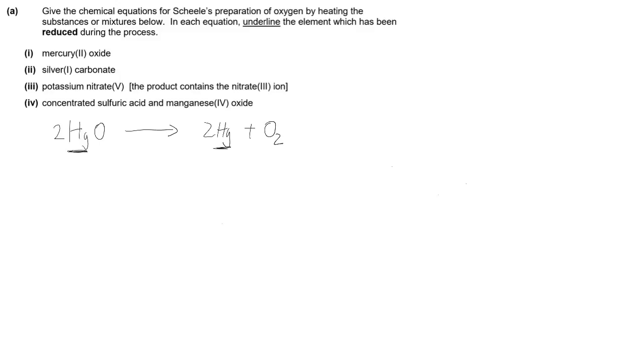The second compound here is silver 1 carbonate. So once again, we need to start by working out the formula of the compound. So we know that the carbonate ion is CO3 2 minus, hopefully you know that. And a silver 1 ion is just Ag plus. So in order for the 2 minus charge to balance out with the positive silver ion charge, we need 2 of the silver ions. So that means that our formula is going to be Ag2CO3.